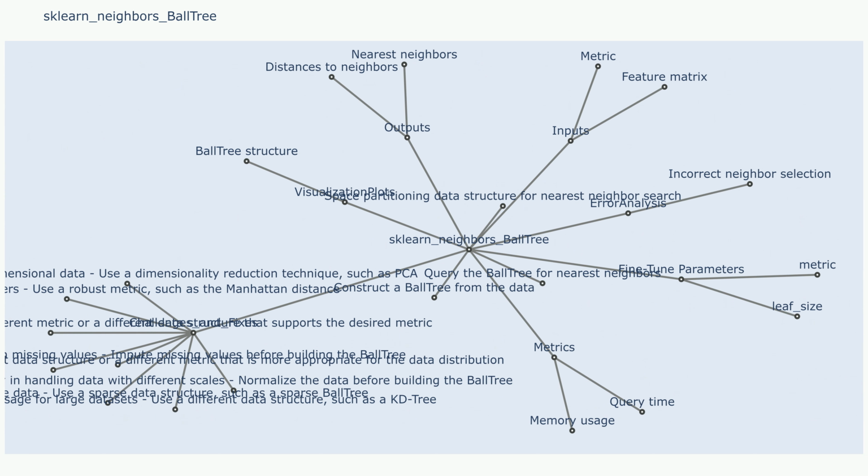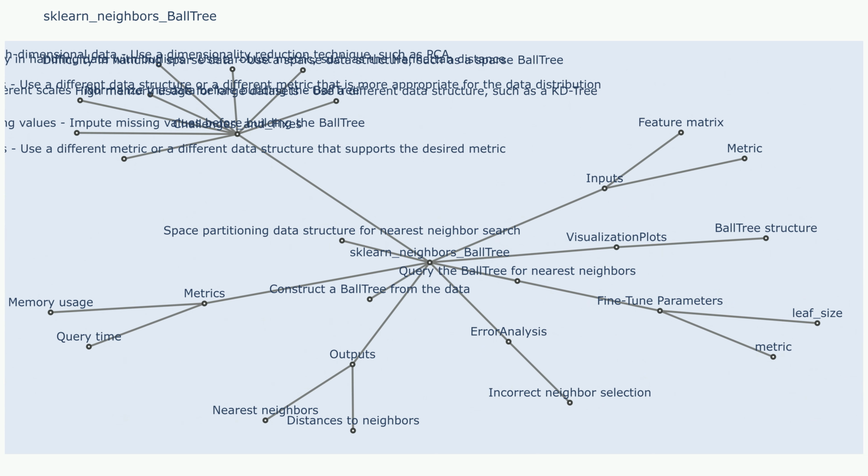Visualization plots: ball tree structure: the ball tree can be visualized as a hierarchical tree structure, where each node represents a ball containing data points. This visualization can be helpful in understanding the partitioning of the data space.